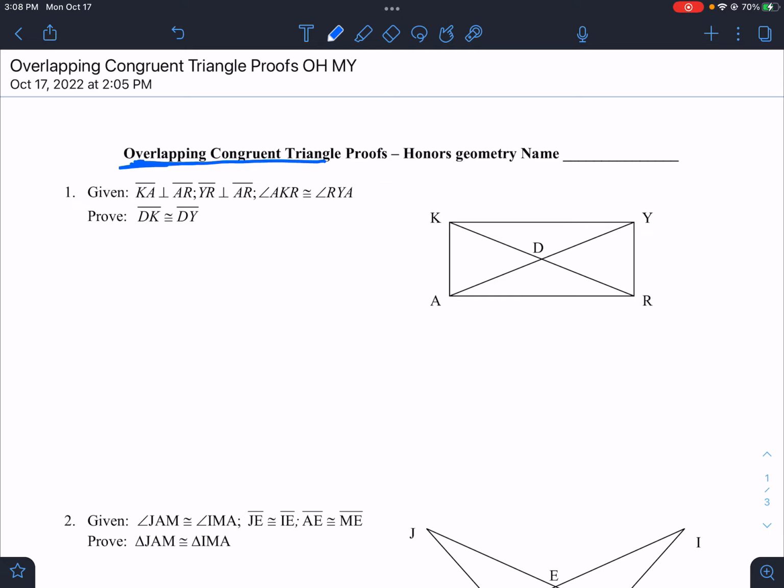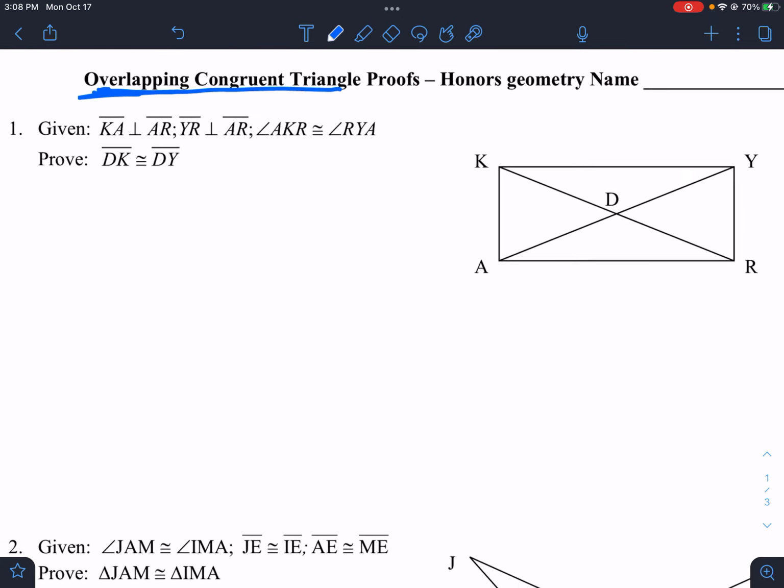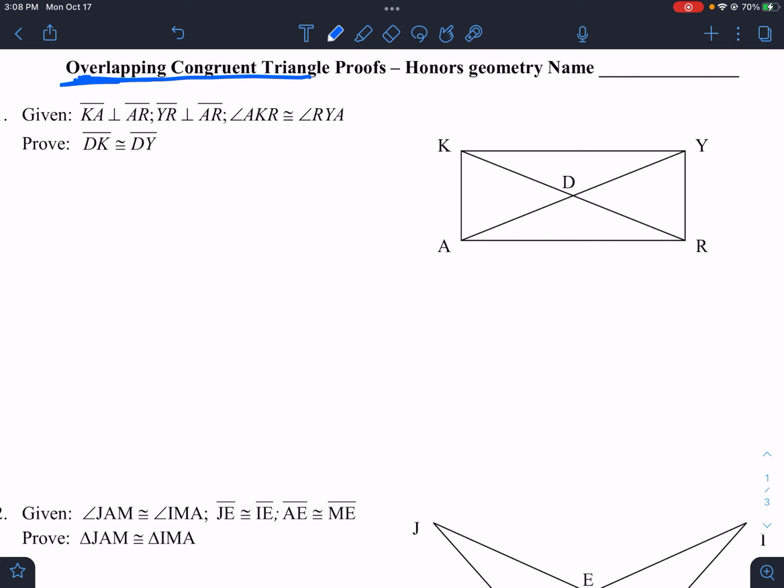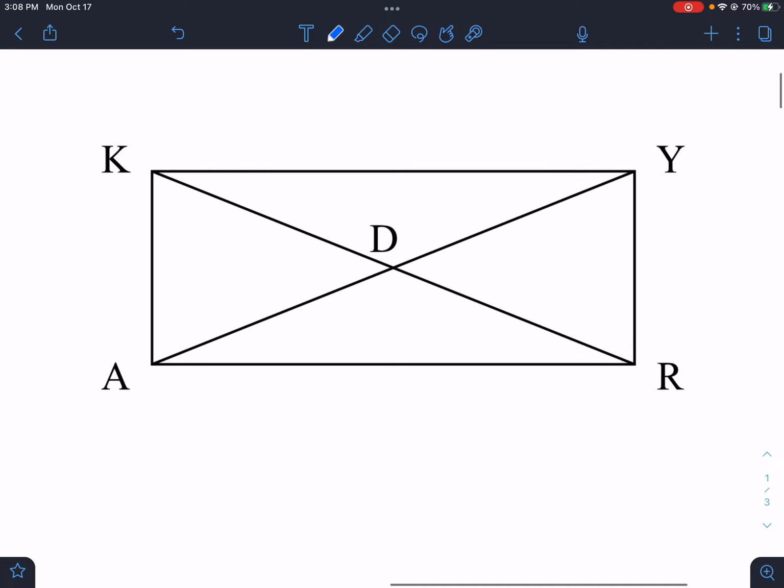I'm going to do one right now. This is what we did after the quiz today. We're going to work a lot more on this next time. The big thing here is understanding overlapping and what it means. And these proofs just are harder right from the beginning.